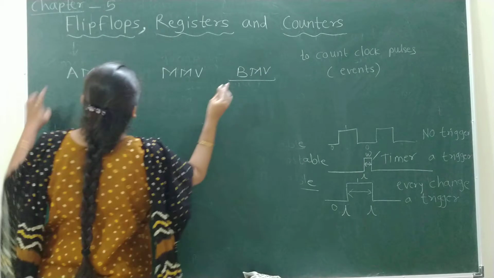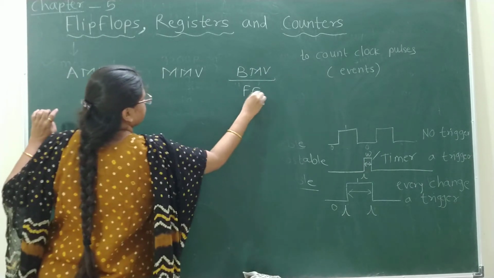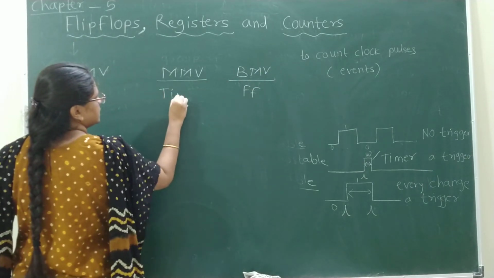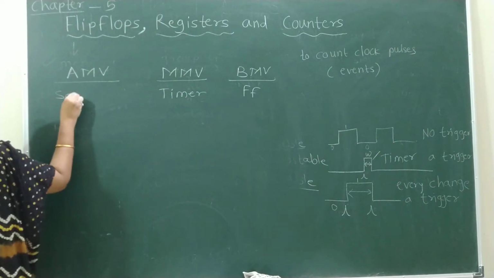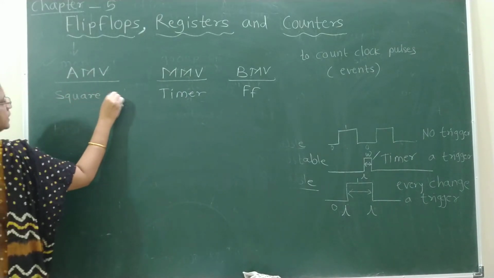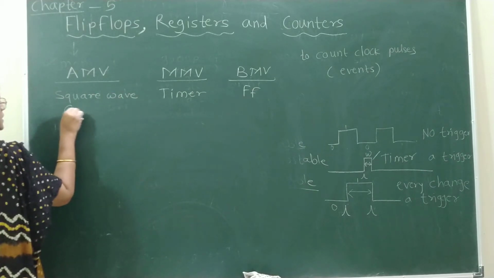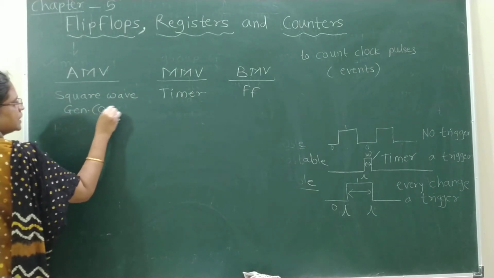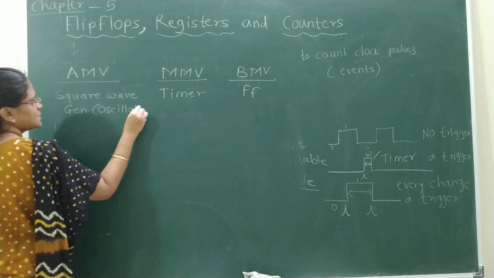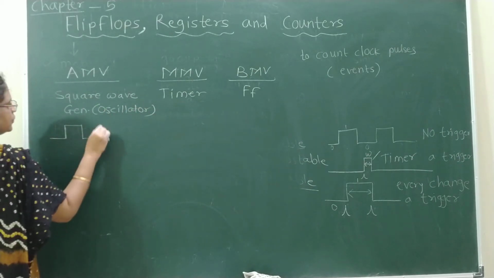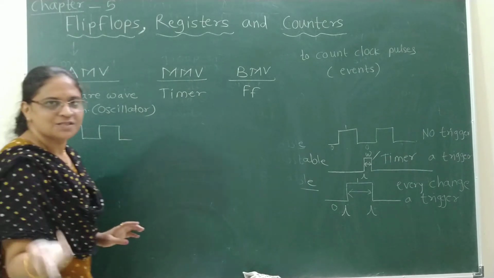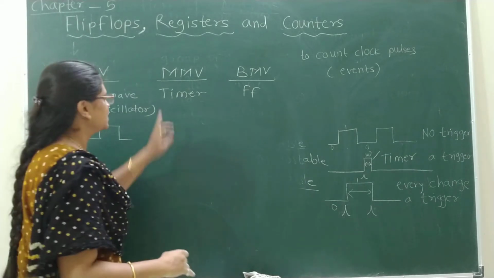Okay, a bistable multivibrator is nothing but a flip-flop. The monostable multivibrator is the timer circuit, and the astable multivibrator is a square wave generator, that is an oscillator circuit. Okay, so the output patterns are, here it is, an astable multivibrator whose output will keep on oscillating, always changing.